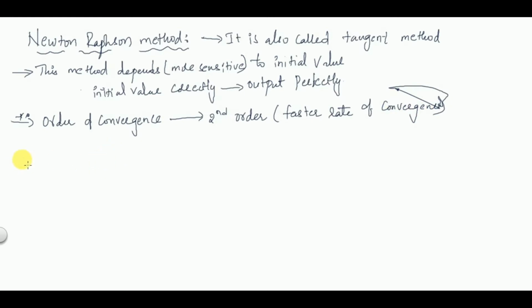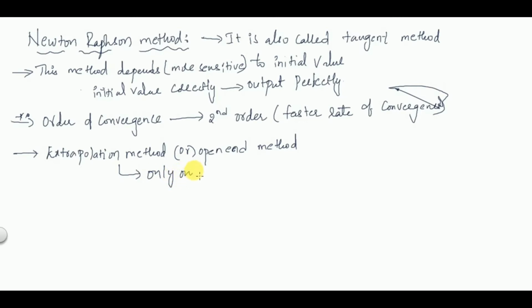Right, as we know, Newton Raphson method is an example of extrapolation method. I have told you about this extrapolation method in my previous video. You can watch that also. Extrapolation method is also called as open-end method. So in extrapolation method or open-end method, we will take only one initial estimate.